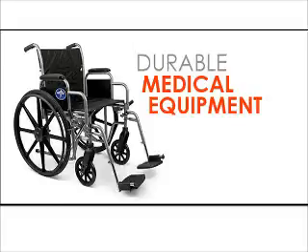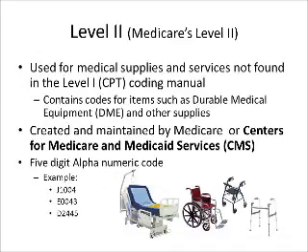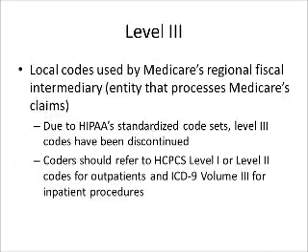These are 5-digit alphanumeric codes. For example, the first character would be a letter. J1004, E0043, and D2445 are all examples of a Level 2 HCPCS code.